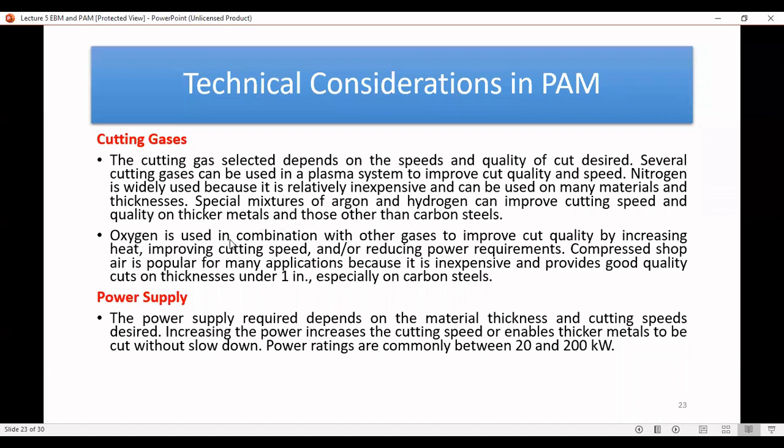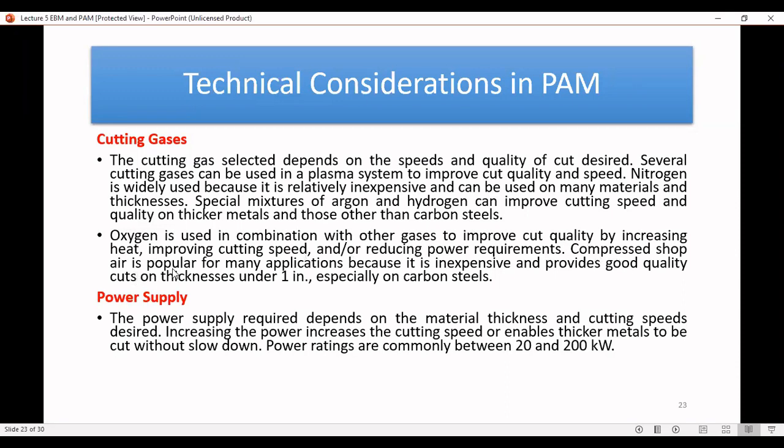Oxygen is used in combination with other gas to improve the cut quality by increasing the heat. So you can also use oxygen, because the plasma generated using oxygen contains more heat. Because of that, it can cut faster. So because of that, you can improve the cutting speed.